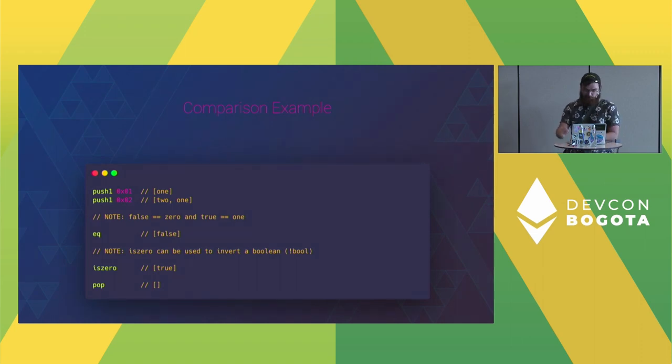So as a comparison example, we push 1, and then we push 2. We'll check equal. Of course, this is going to push false. That's going to be 0. And then we can use ISZERO to invert that if we need to for whatever reason. So it'll invert it to true. And then at the end, we pop there.